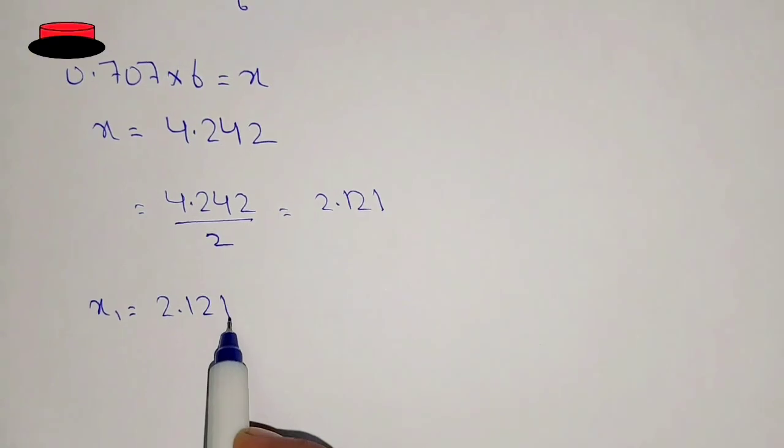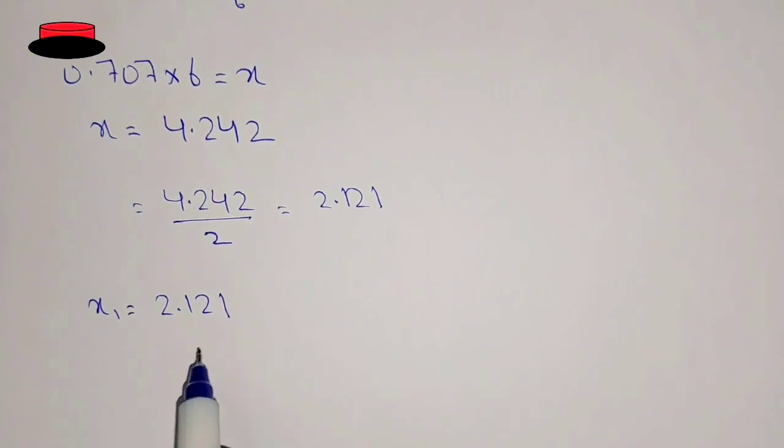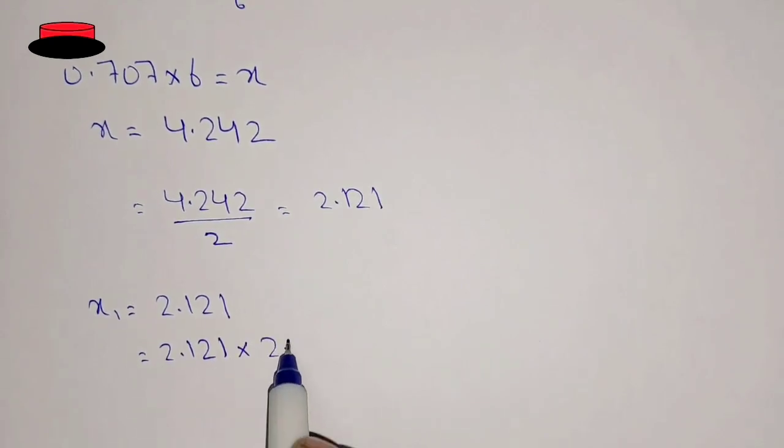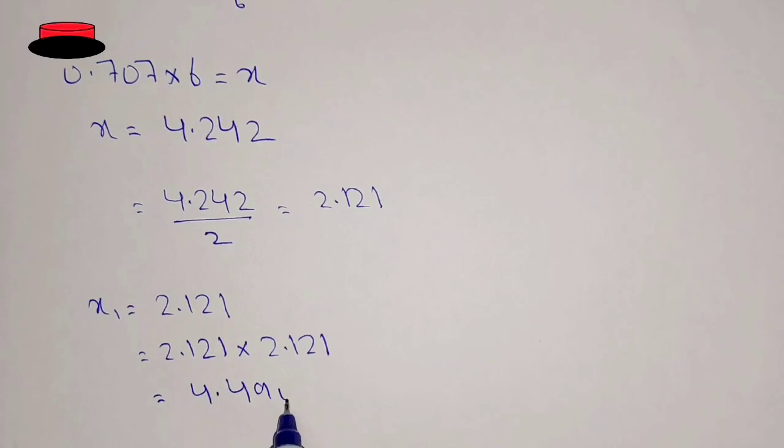We are denoting it with x1. So x1 equal to 2.121. So 2.121 multiplied by 2.121 for finding out the area of the small square. So that will be 4.498 centimeter square. So this is the area of the small square.